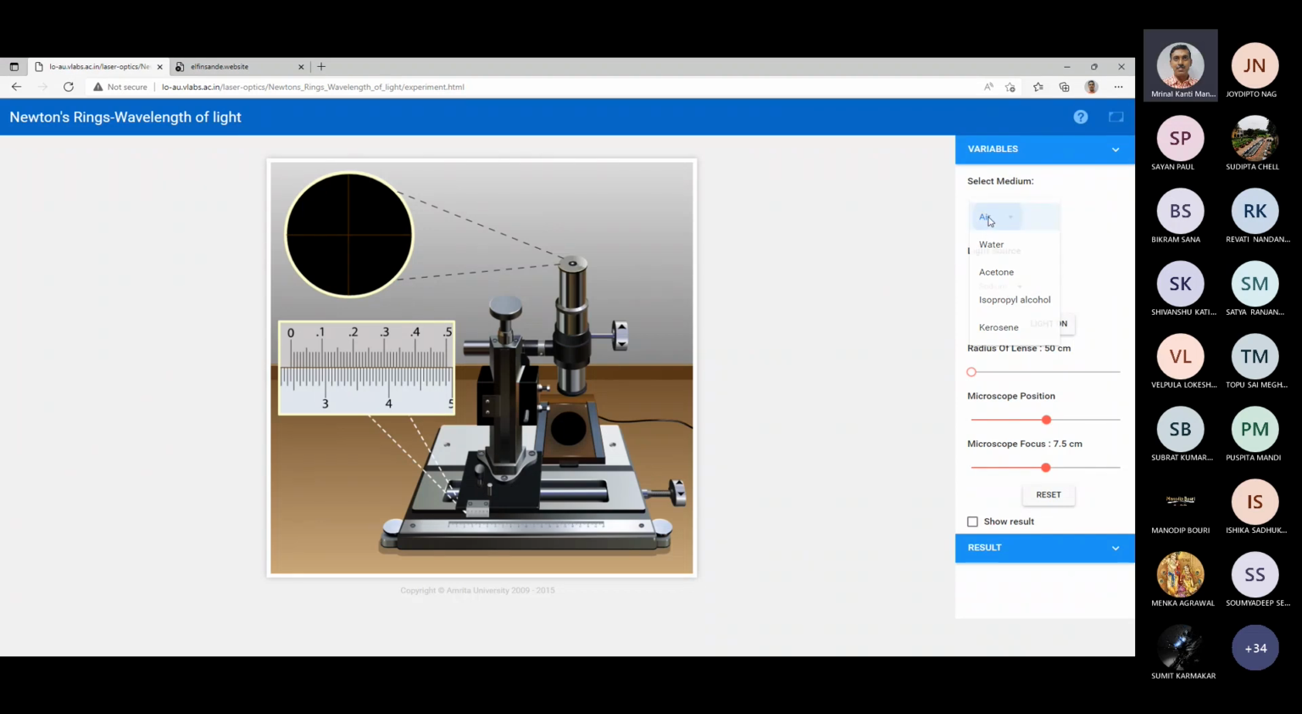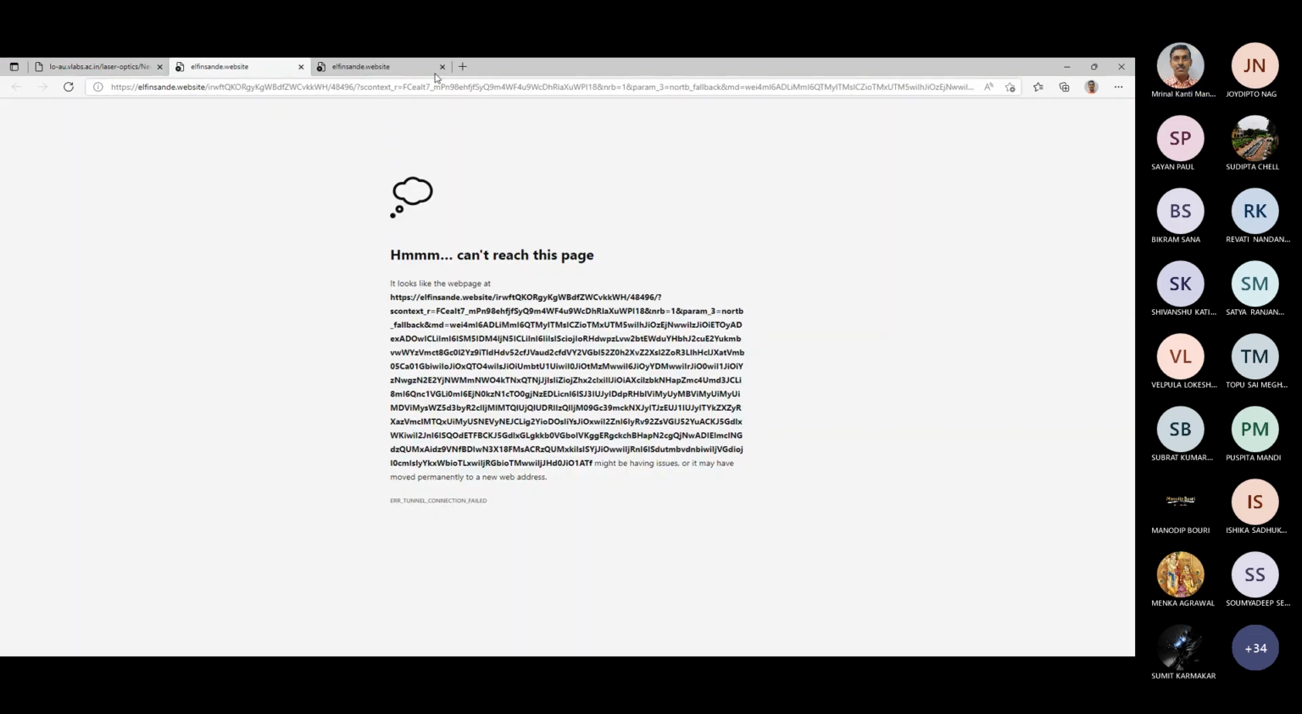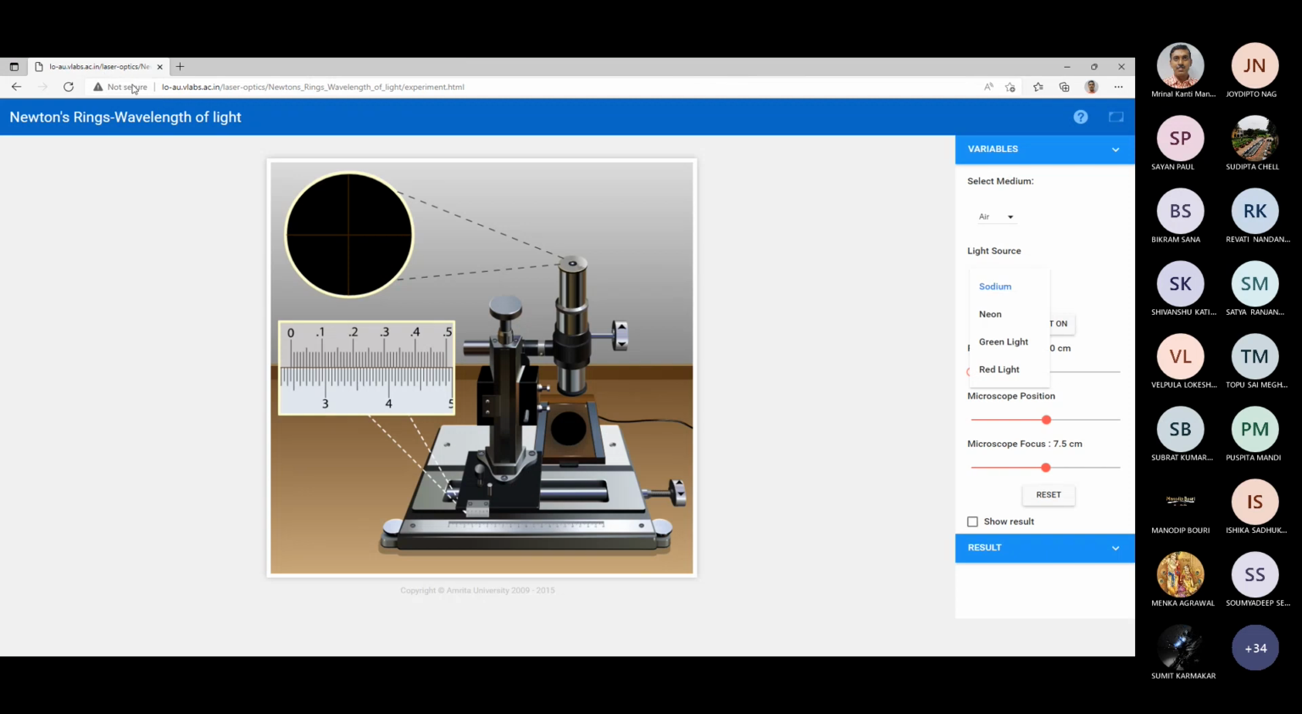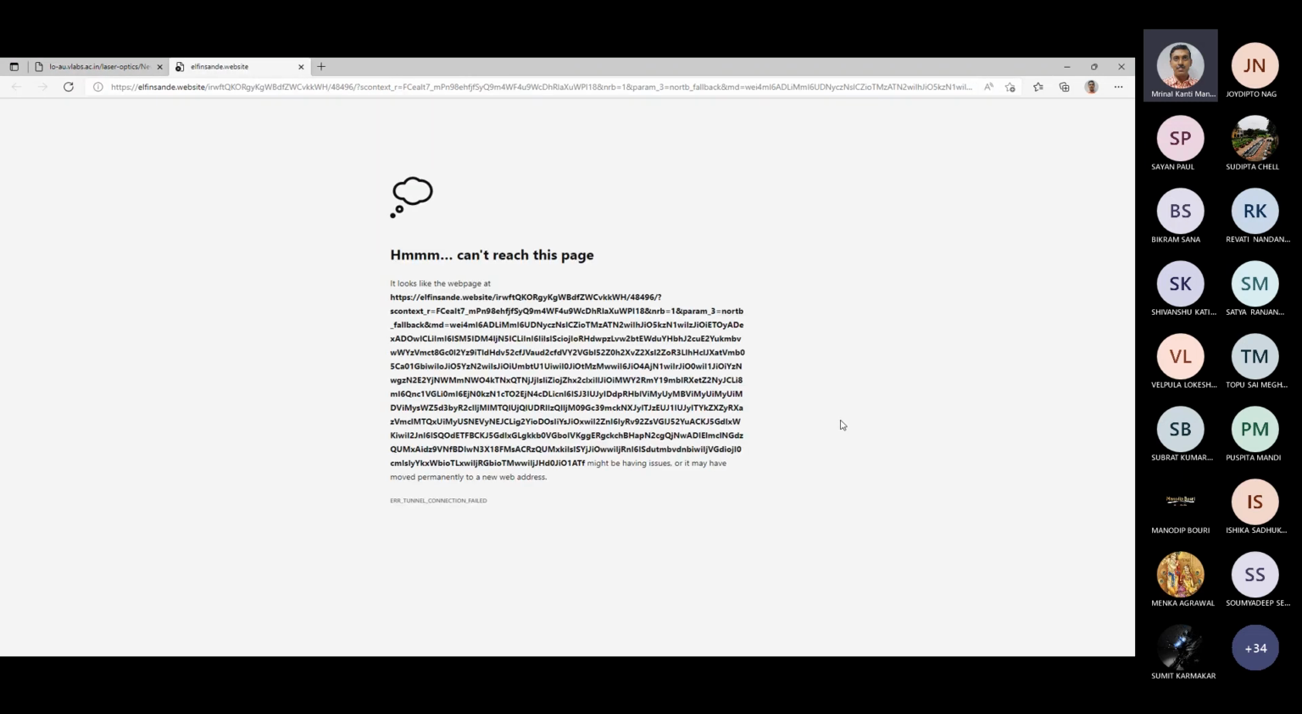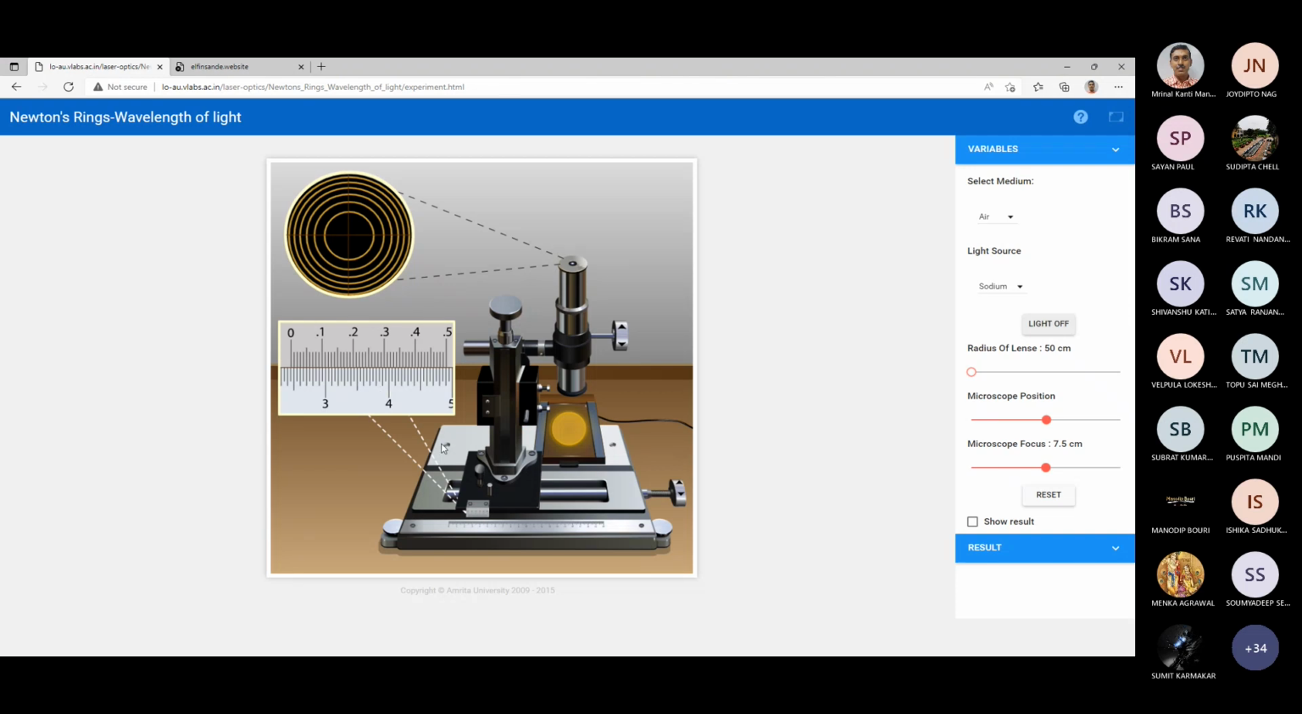Okay, it is air. Then the light source. Here it is different. It is mentioned sodium. We will take that, and then we switch the light on. We click it here. Now you see, this is the ring pattern. You can observe the ring pattern, right? And the radius of the lens, that is the curved surface of the plano-convex lens, capital R, is 50 centimeter.